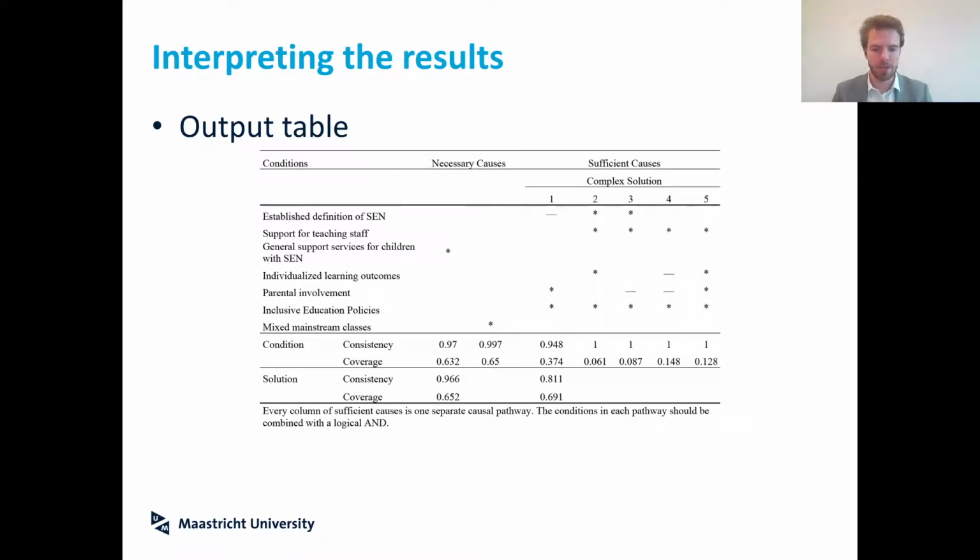But as you can see here, we have two necessary conditions: general support services for children with SEN and mixed mainstream classes. I said earlier that those would not be included in the sufficient pathways. And as you can see, they are not. But in a way, they are too. Because the necessary causes are mentioned first, you can interpret it in a way that the little stars at the necessary causes are present in each and every one of the sufficient causes. But because they're necessary causes, conditions, I'm going to mess this terminology up, aren't I? Because they are necessary, they need to be mentioned specifically.